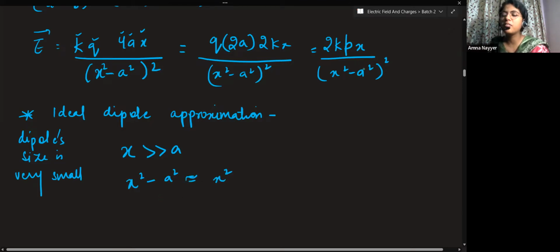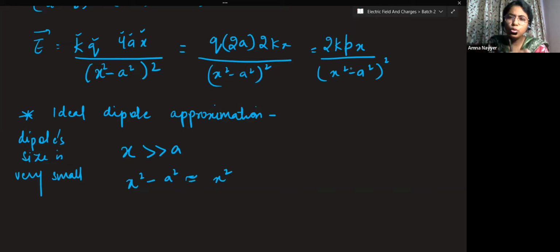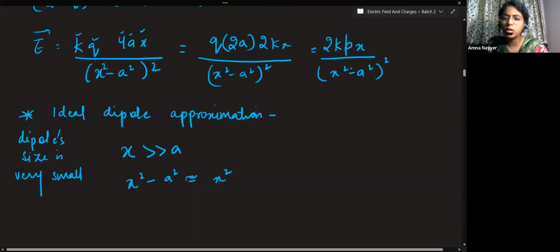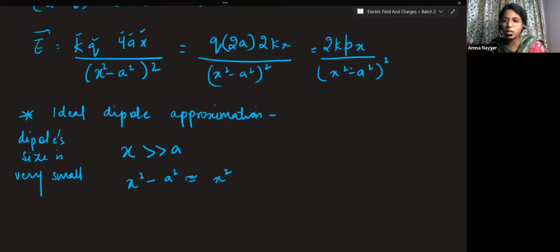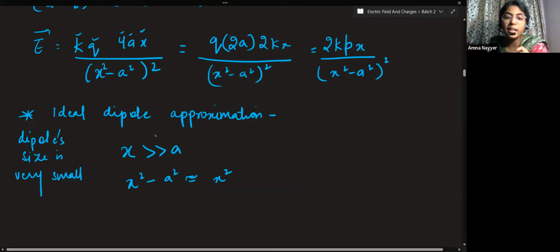It's like you have a very big number with you. You have 1000 with you and you're subtracting 1 from it. What will it be? 999. So you can write 999 approximately equal to 1000 only, no? Both of these are comparable. If from a very big thing you just subtract a very small thing, it doesn't matter, we are approximating it, we are not writing it precisely. So x square minus a square can be written as x square.